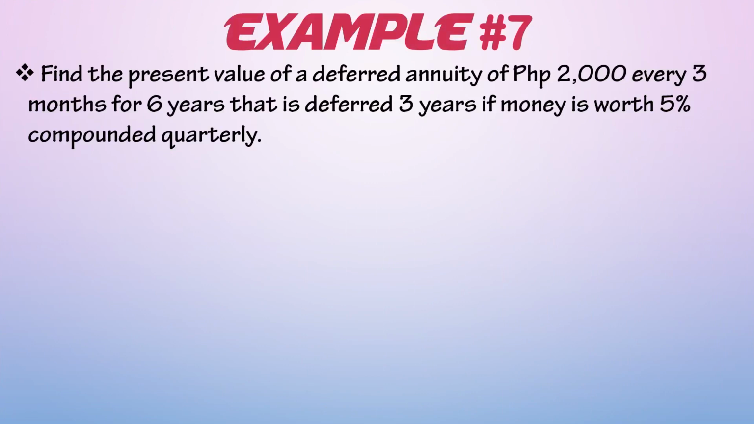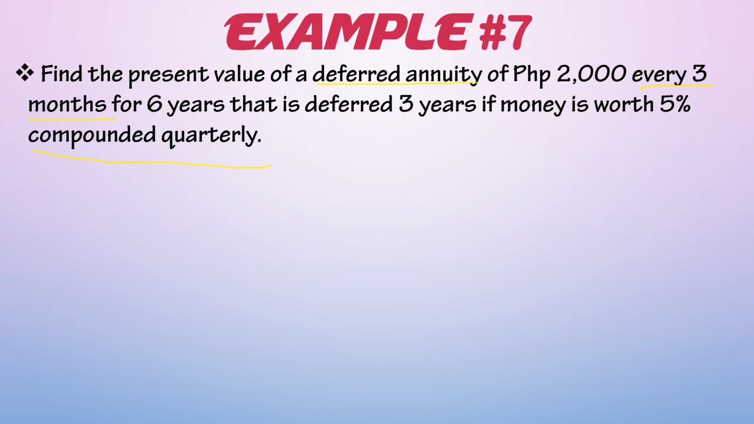Okay, let's have this example. Find the present value of a deferred annuity of 2,000 every 3 months for 6 years, that is deferred 3 years, if money is worth 5% compounded quarterly. So again, you have here compounded quarterly, the conversion period. The payment interval is every 3 months, so they are the same. And then you have the word deferred annuity.